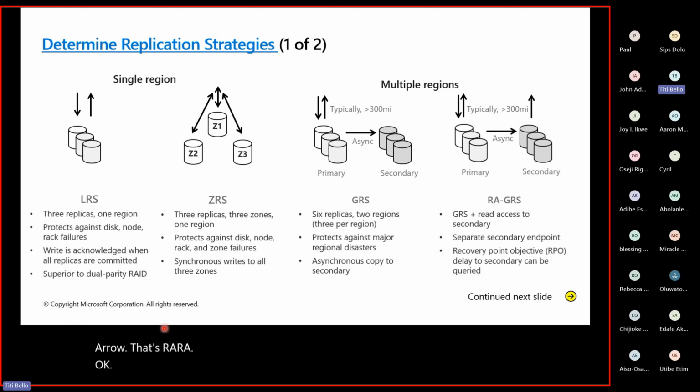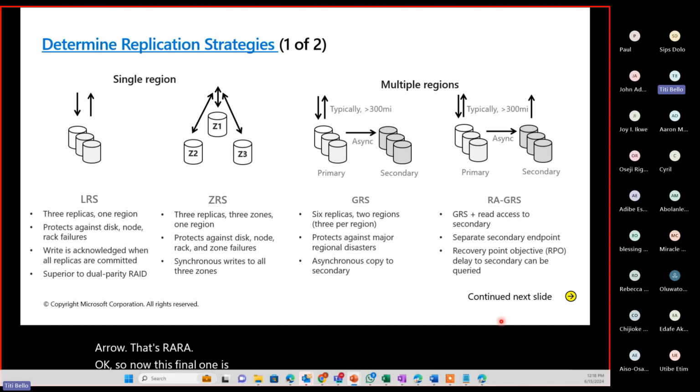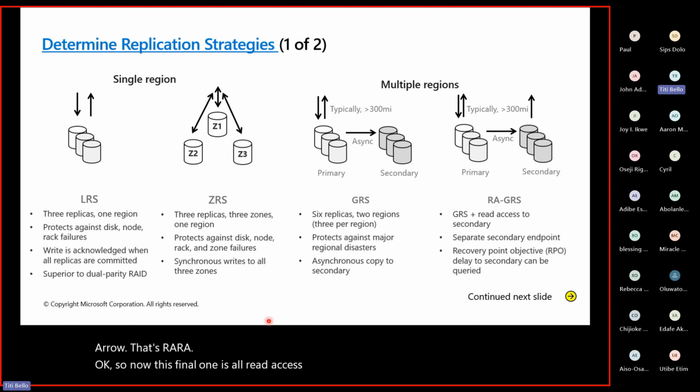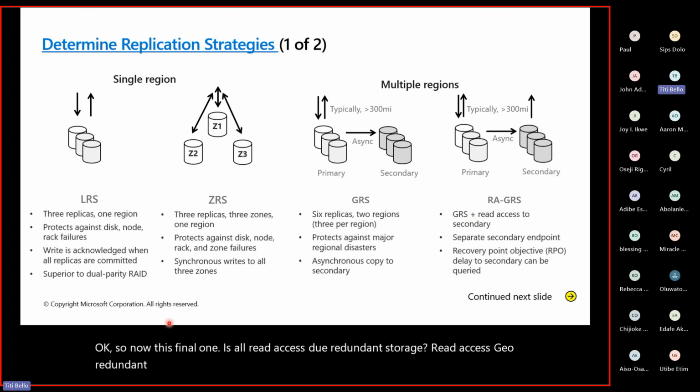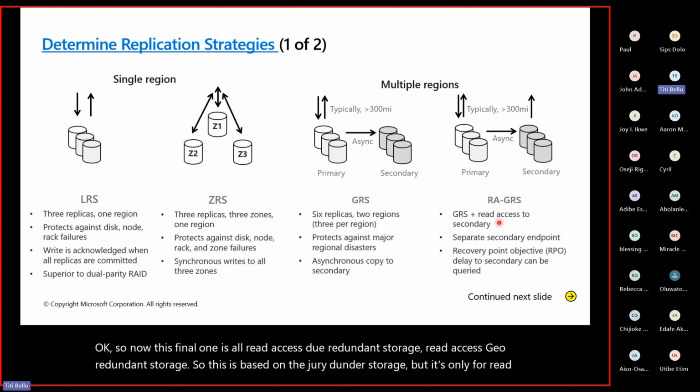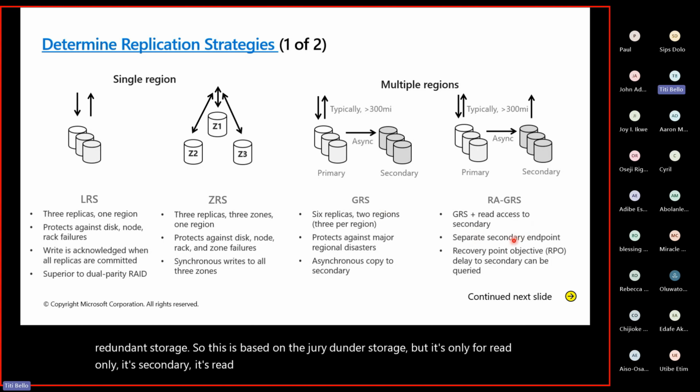Okay, so now this final one is called read access geo redundant storage. This is based on geo redundant storage, but the secondary is read only. You cannot write data into it. A primary one will be the one to replicate data to it.